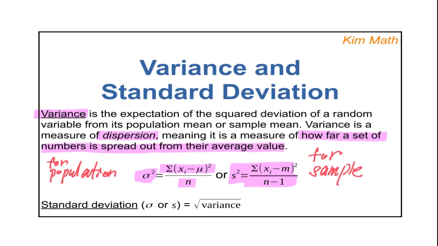And one more thing, standard deviation. If you can find the variance, standard deviation is just the square root of variance. Easy to calculate. Okay?